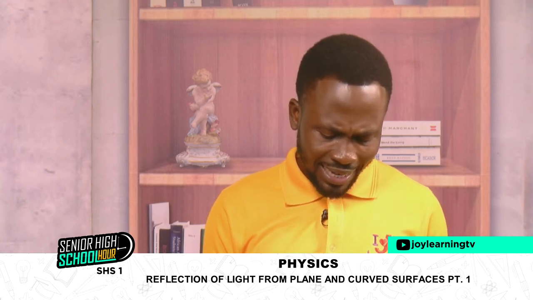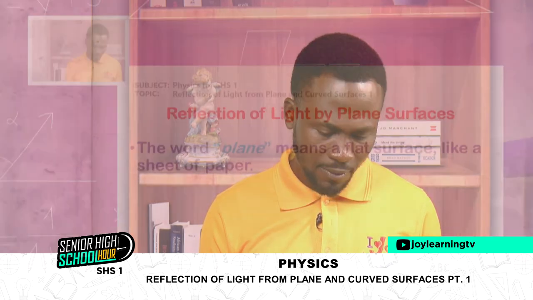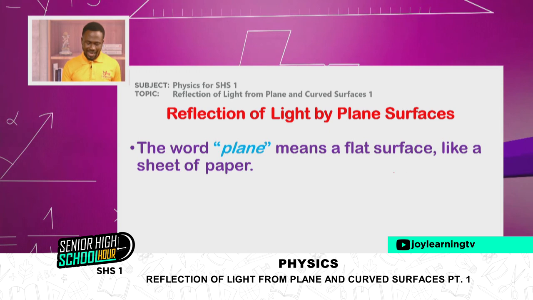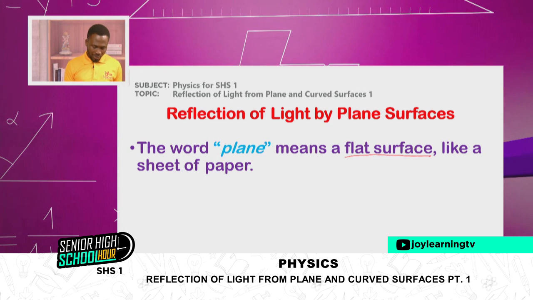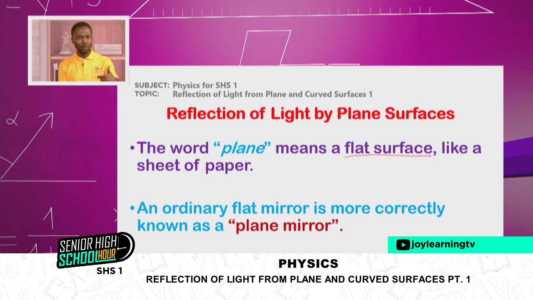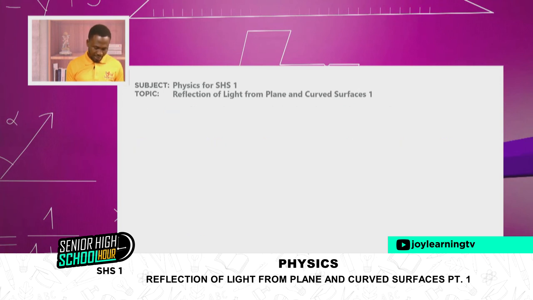So now we want to look at the actual thing that we are supposed to be looking at, reflection of light by plane surfaces. When we say a plane surface, what we mean is a flat surface. A sheet of paper has got a flat surface. So when we say a plane mirror, what we actually mean is a mirror with a flat surface. If you run your finger or rub your thumb along the surface of that mirror, it's flat, it's not curved. You say it's a plane mirror. So that's what they're trying to say, that we're going to look at light being reflected from such flat surfaces.